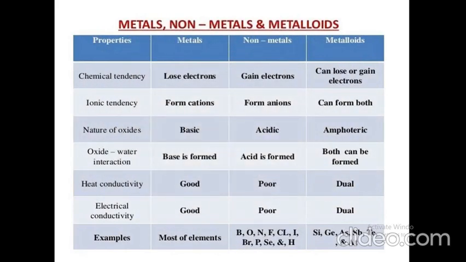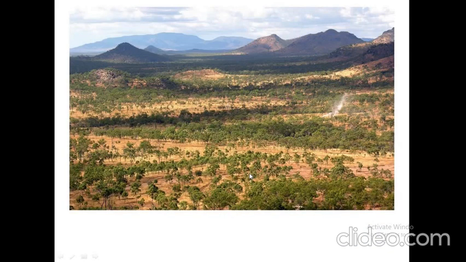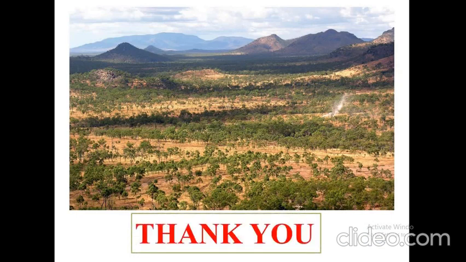So these are the characteristic properties of metals, non-metals and metalloids, showing the chemical tendency, ionic tendency, nature of oxides, oxide-water interaction, heat conductivity, electrical conductivity, and their examples. So this is all about metals, non-metals and metalloids. Thank you.